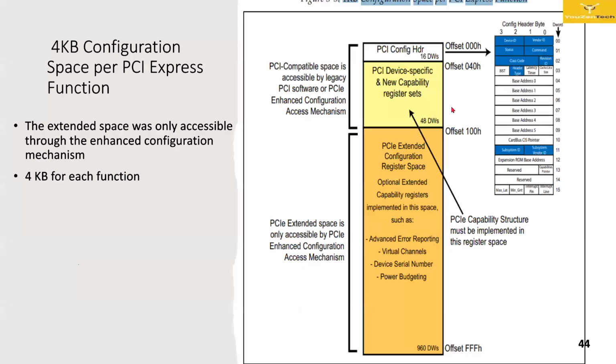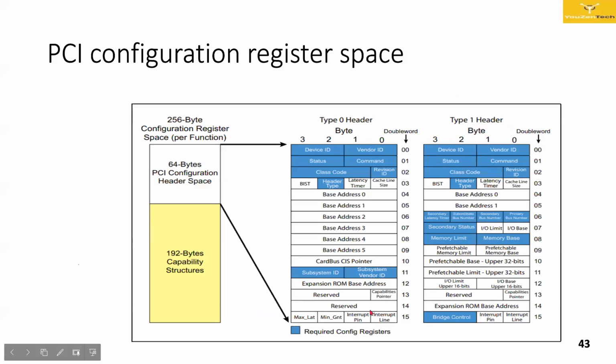So I explained this, right? Type 1 header is for what? It's for bridges, right? I'm explaining it again. It is not just for bridges. It is for the function which is not an endpoint. This one is for the function which is an endpoint. Now, during the enumeration, the software is going depth first search, and it is updating the subordinate bus number, secondary bus number, and primary bus number, right? It is going to do writes to these fields, so that will be Type 1, right?